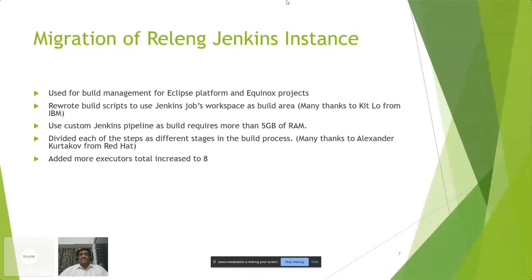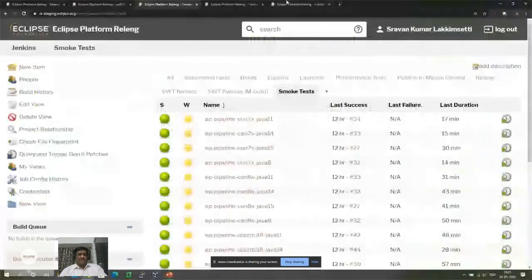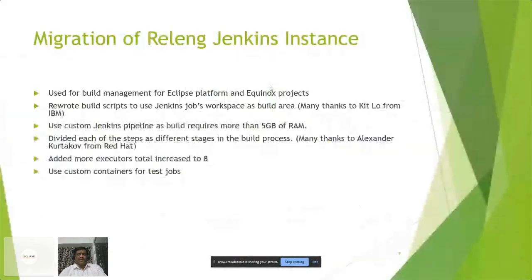And here IBM and Red Hat chipped in for the sponsorship. Then we use custom containers for the test jobs. Initially, when we started, our test jobs required more tools. Those tools were not available in the migration pod template. Because of that, we had to use custom containers, and we are continuing to use our own custom containers for our test jobs. These are all uploaded to Docker Hub, and we use images from there.